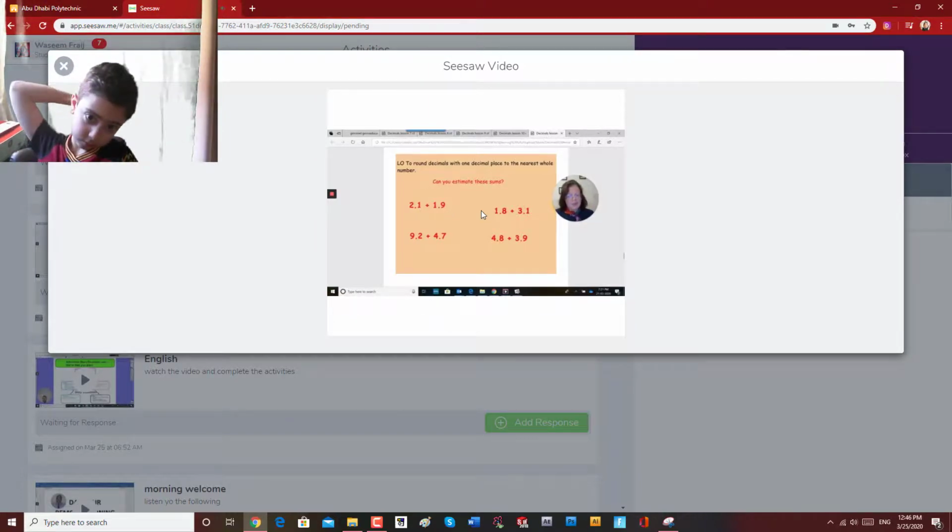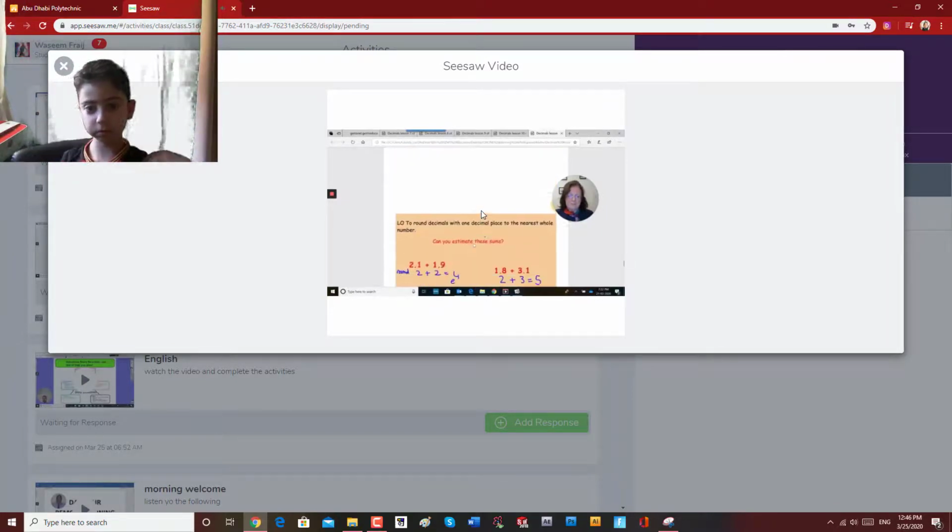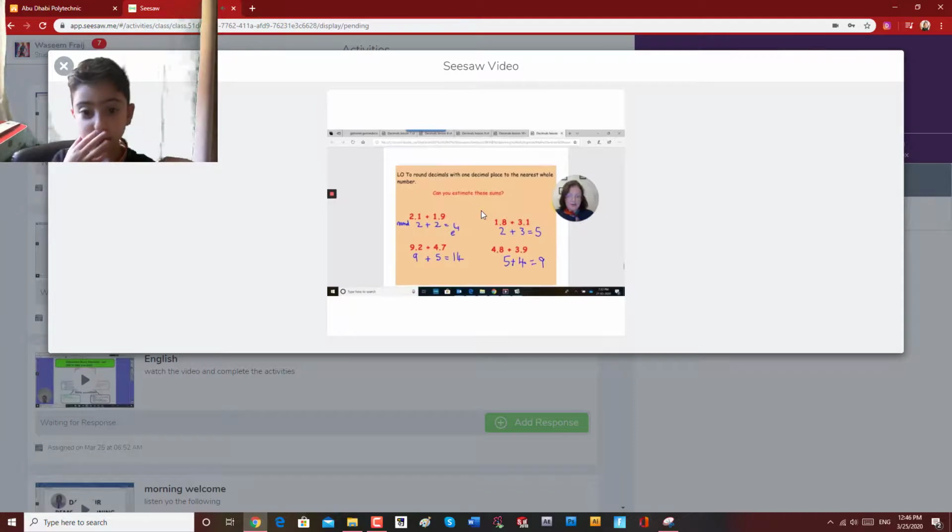So 2.1, is it closer to 2 or closer to 3? You work it out, and then you'll be able to give a good estimate. And so how did you get on? Were you able to estimate?